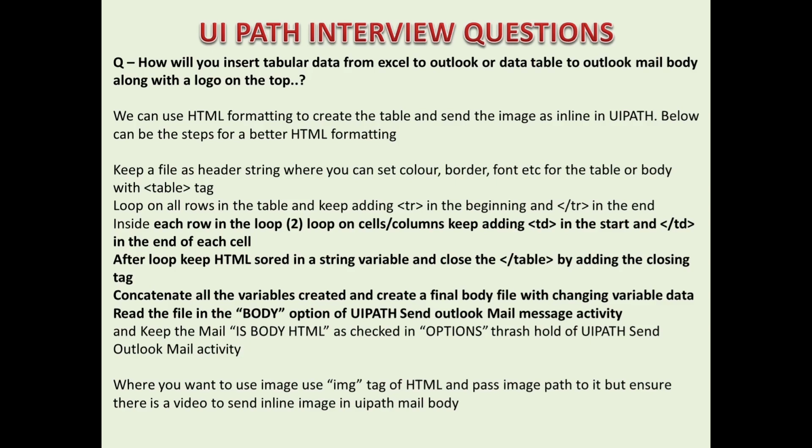So keep a file as the header string. In the header you have to define the CSS, or a few other things which can be defined only in the header. So one file you can create for the header, and then in the same file you can keep one table tag, file number one. Next, you can loop on all the rows of the table, keep adding tr in the beginning of the row, and close the tr tag of HTML at the end of the row.